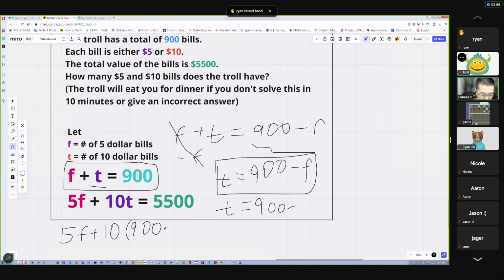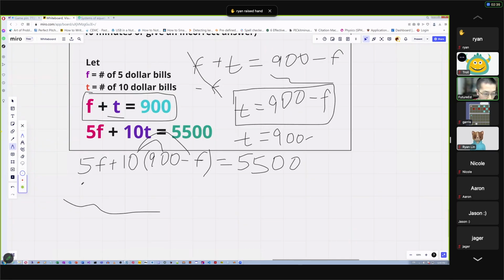Okay, how do we expand this, Jason? How do we distribute this? 10 times 900 and 10 times F. 10 times negative F. There's a negative sign before it. Yeah, I forgot. So we've got to make sure not to forget that. Let's do that real quick. So it's negative 10F.